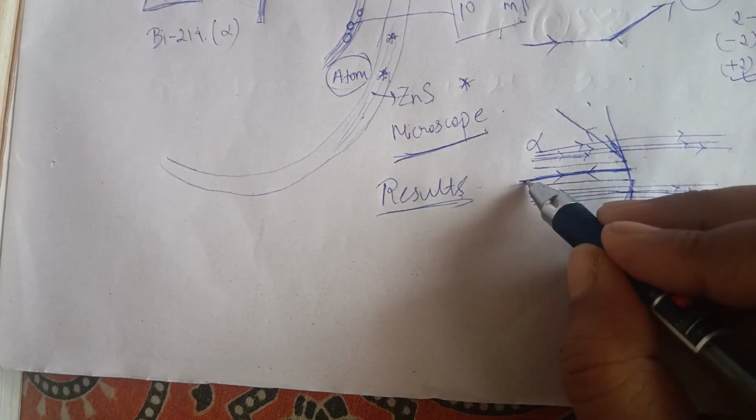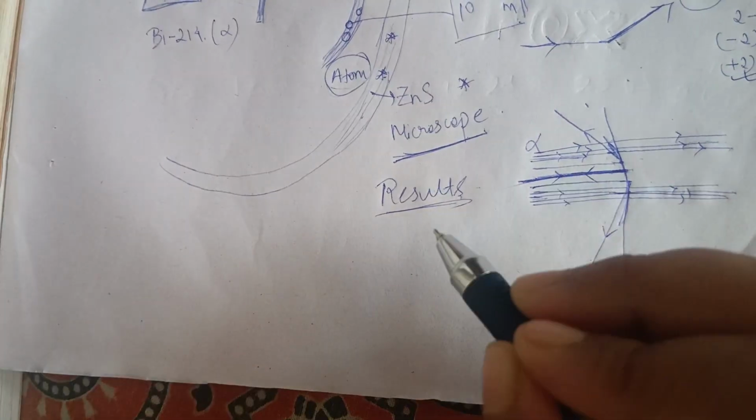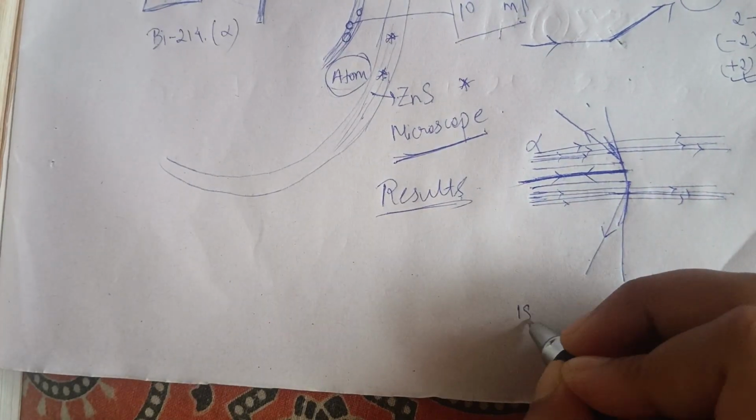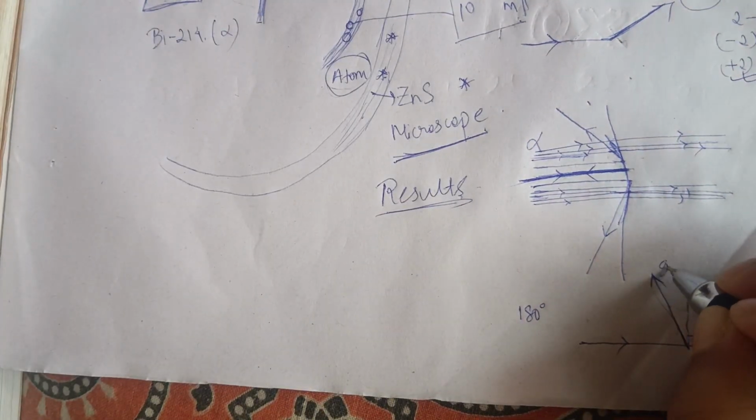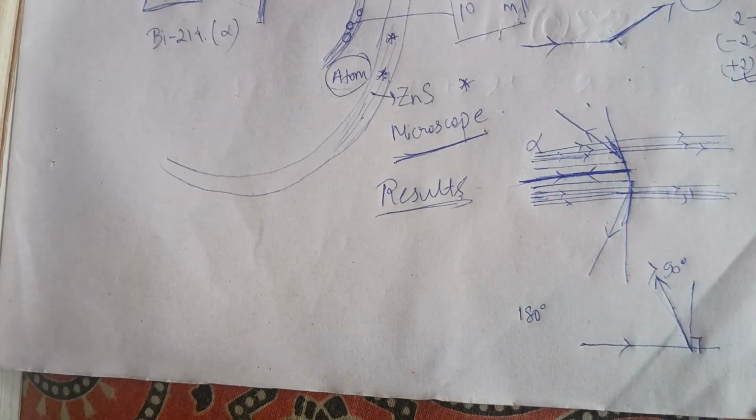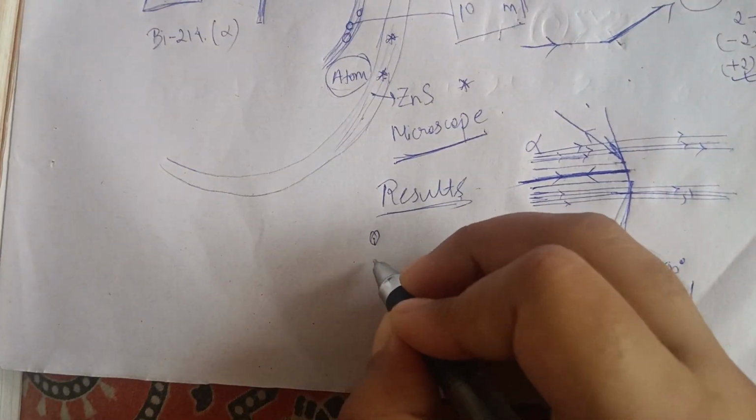Very few actually deflected back like this. So you can say the deflection was 180 degrees for this path, and this was greater than 90 degrees. So these were the three results.